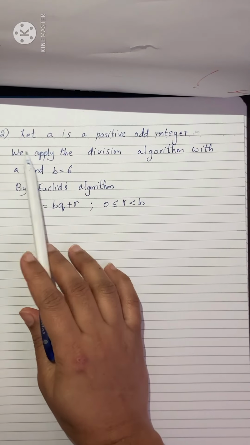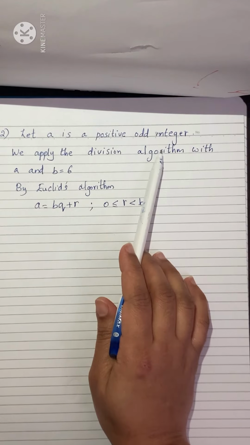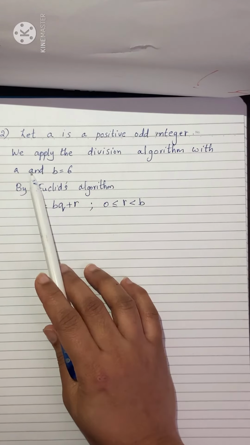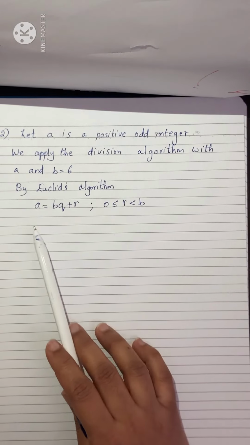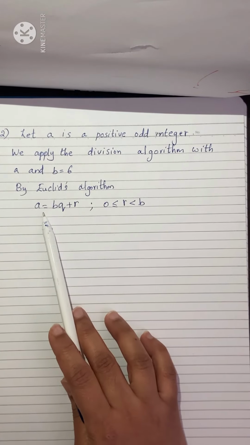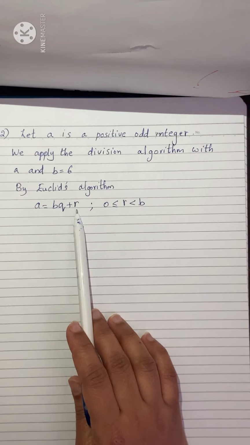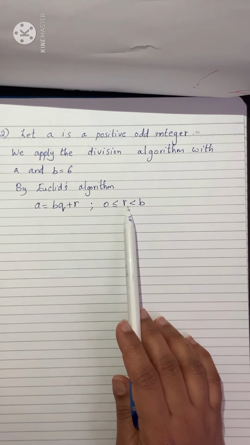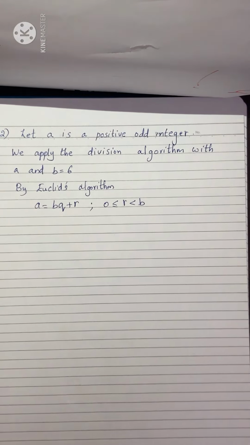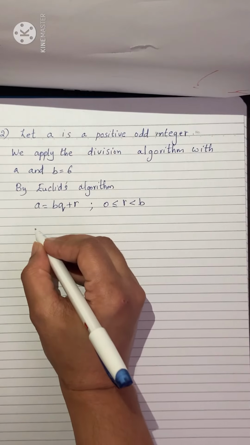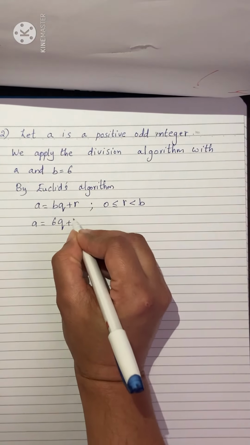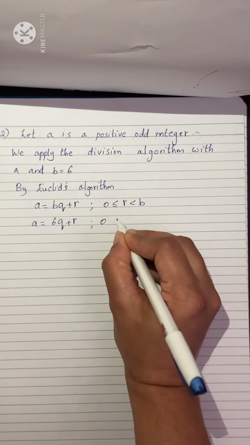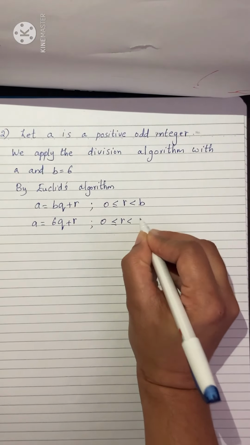Here we can take a as any positive odd integer, and we apply the division algorithm with a and b equals 6. We know that by Euclid's algorithm, a equals bq plus r, where 0 is less than or equal to r less than b. Now here b is 6, so a equals 6q plus r, where 0 is less than or equal to r less than 6.